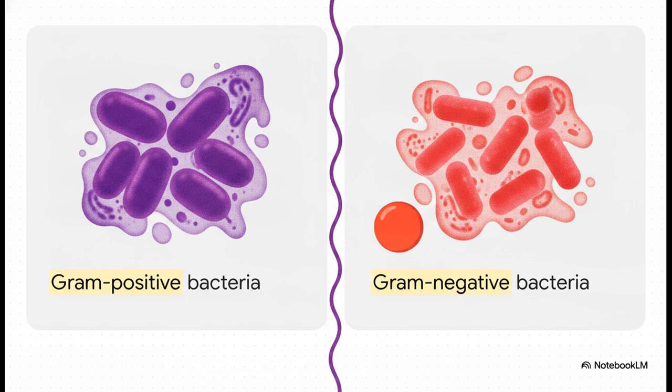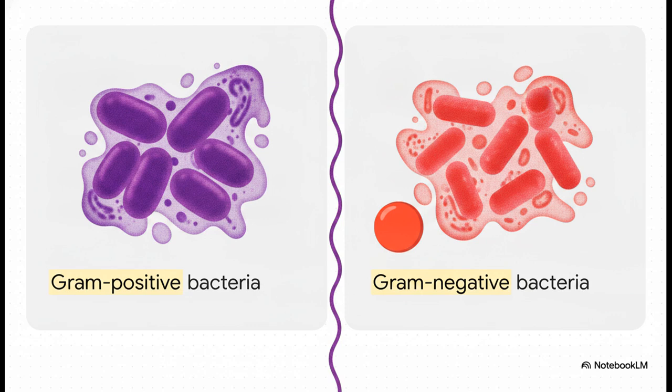And this brings us to the absolute cornerstone of microbiology, the gram stain. Developed by Hans Christian Gram, this method is a real game changer because it broadly divides the bacterial world into 2 massive categories, gram-positive and gram-negative. So how does it actually differentiate them? Well, it all comes down to their cellular armor.